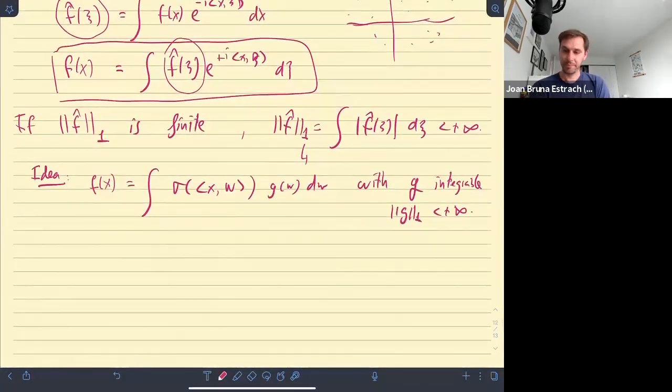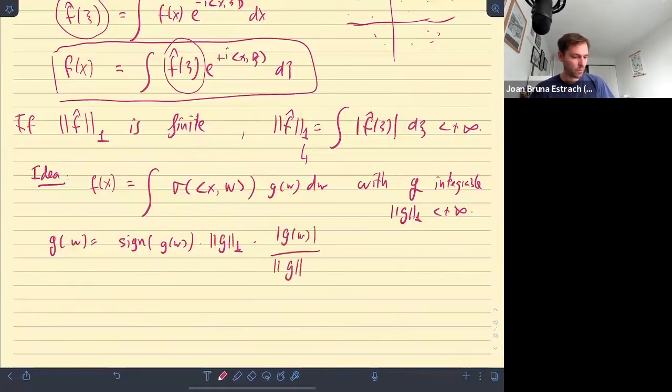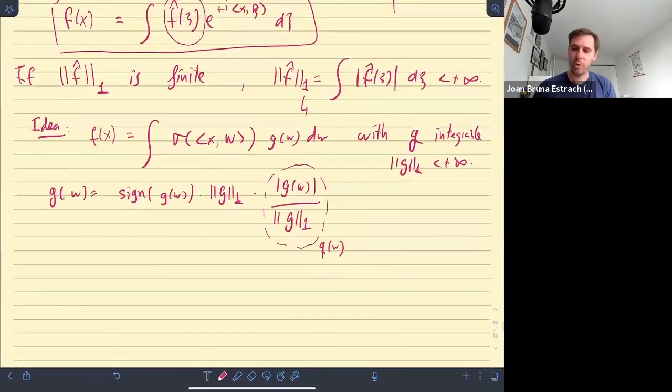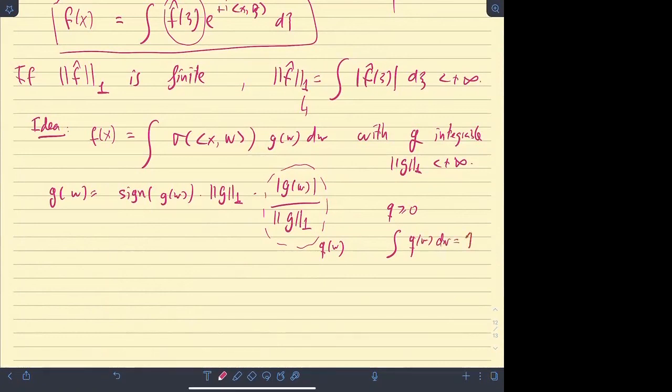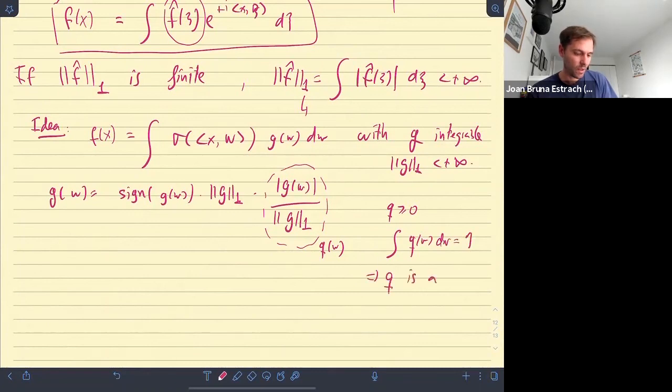All right, so now I'm going to do a trick. I'm going to write g of w as the sign of g of w times the L1 norm of g times the absolute value of g of w divided by the L1 norm of g, and I'm going to call this q of w. So what are the properties of q? q is non-negative, right? Because I'm just looking at the absolute value. So what is the integral of q? One. Thank you, right? Because I'm normalizing it. So q is a probability density.